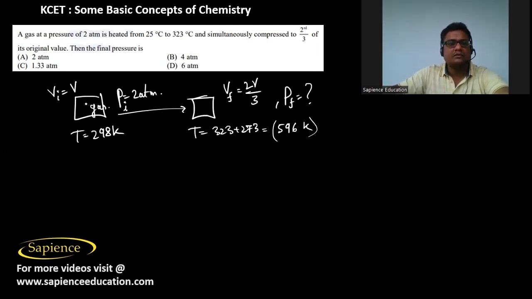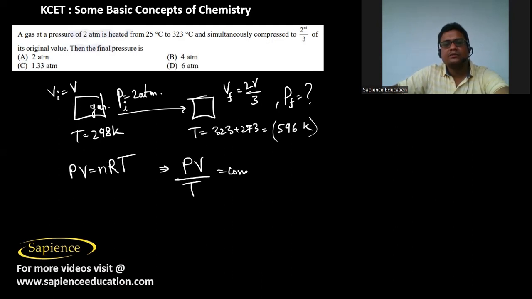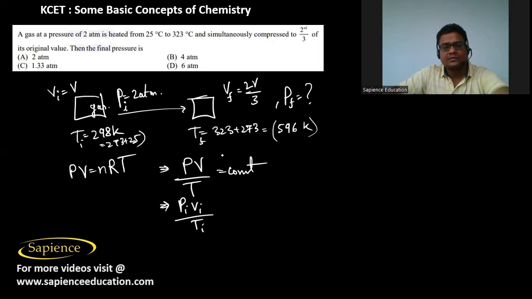Here the number of moles will be constant, so we know that PV equals nRT. Since the number of moles is constant, I can say PV by T will be equal to a constant. Therefore P initial V initial by T initial, where T initial is 298 Kelvin, which is 273 plus 25 degrees Celsius, equals P final V final by T final.